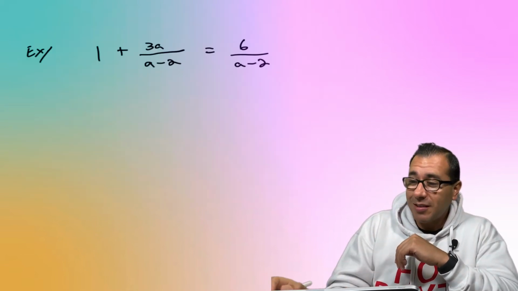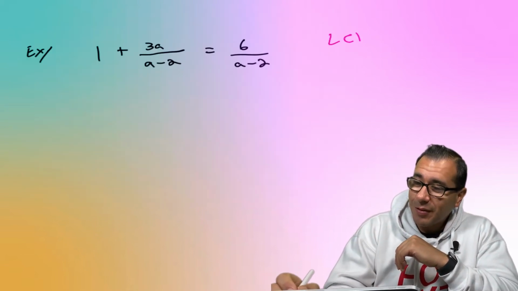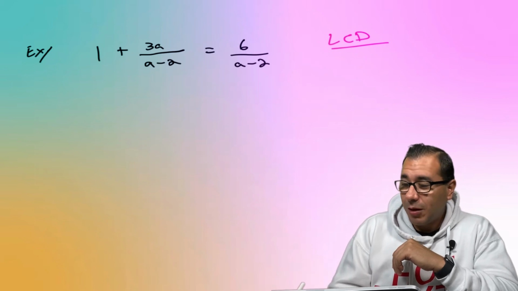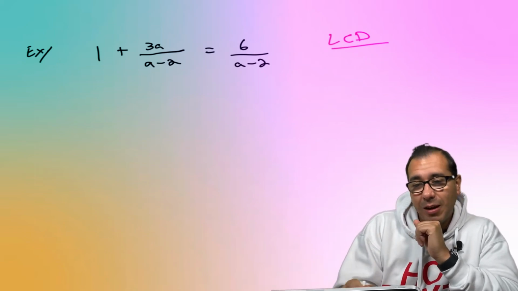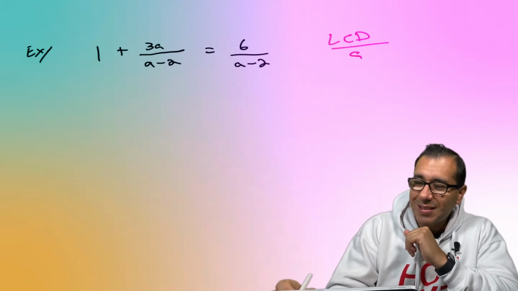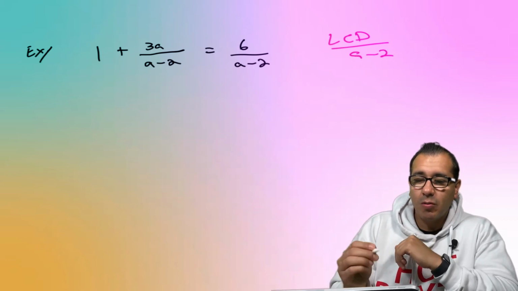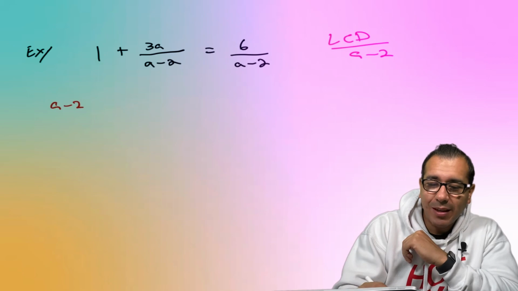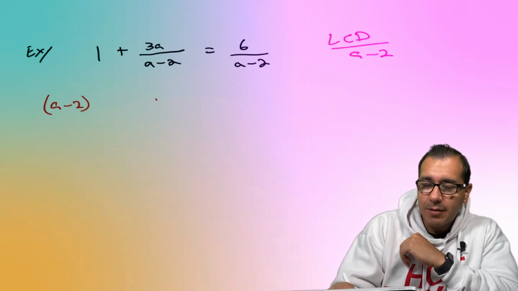All right, so first things first, rules don't change. Our LCD, well, I only have one denominator. Well, I have 2, but they're exactly the same. So my LCD is a minus 2. So what are we going to do? We're going to multiply everything by a minus 2.